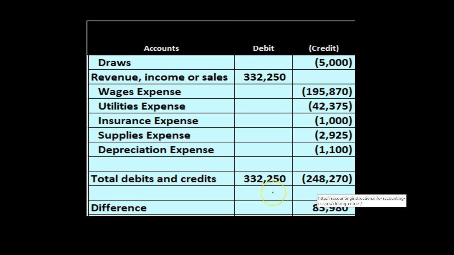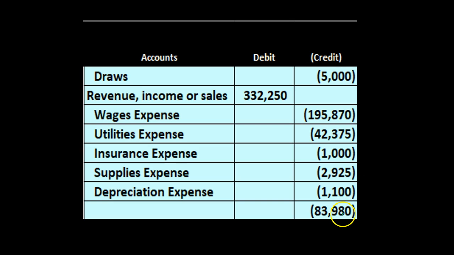So the $332,250 minus the $248,270, the debits minus the credits, means we have a difference of $83,980. That's what we need, in other words, in order to make the debits equal the credits. So if we put that on the credit side, we'll be in balance. So now these credits will add up to the debits of $332,250 each. So of course, then we just need to know what account that will be.